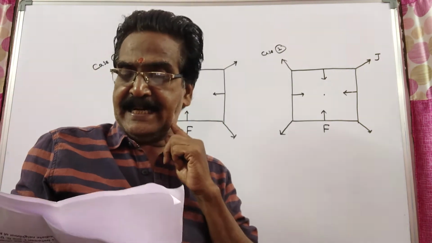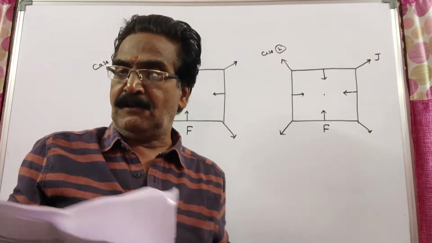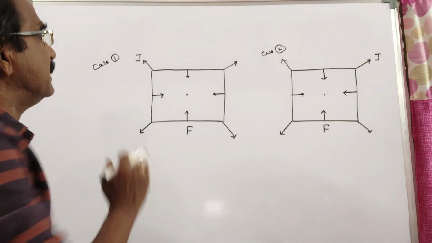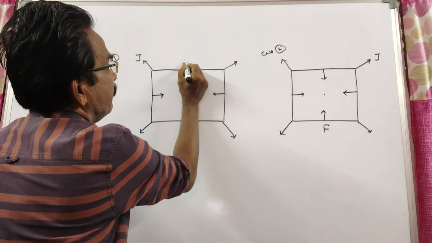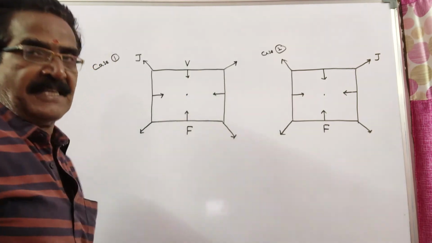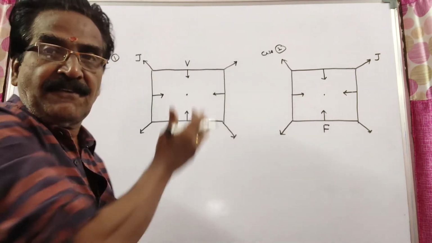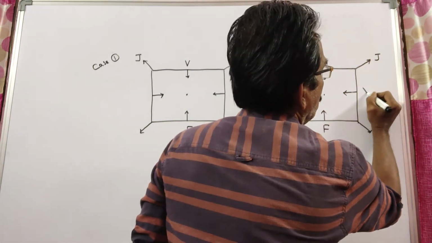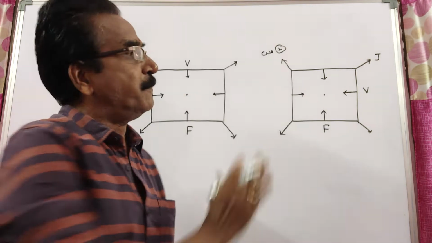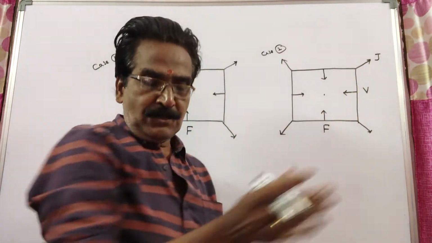V sits at the immediate right of J. So here then V comes to this place. And in this second case, V will come to this place, immediate right of J.